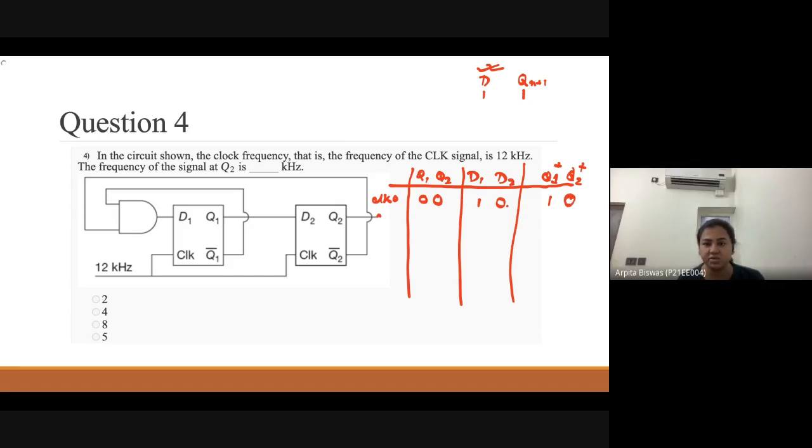So next, coming to clock 1, you are taking the next level. Now it is 1, 0.